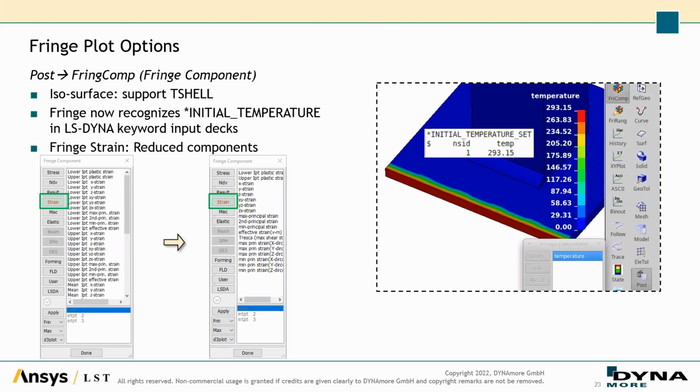Fringe plot options are also that you can fringe plot with isosurface view, and this fringe plot option now also supports the T-shell elements. The fringe plot interface now also recognizes the initial temperature keywords in your input deck, and they reduce the components of the fringe strain components in the list of the fringe comp interface.